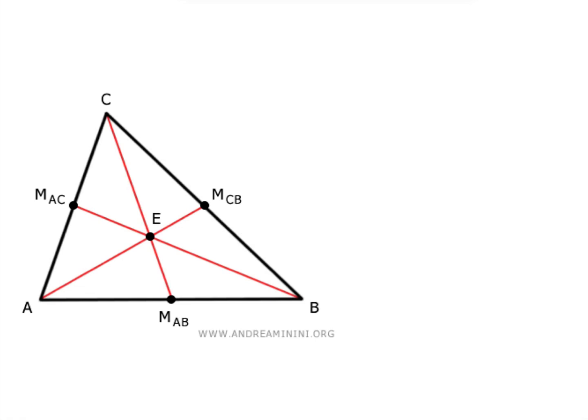Here we have triangle ABC, and we can see that there are 3 line segments drawn within the triangle. Each of these line segments is called a median of the triangle. So as a reminder, a median is a segment that connects the midpoint of one side, like this point here, to the opposite vertex of that triangle.